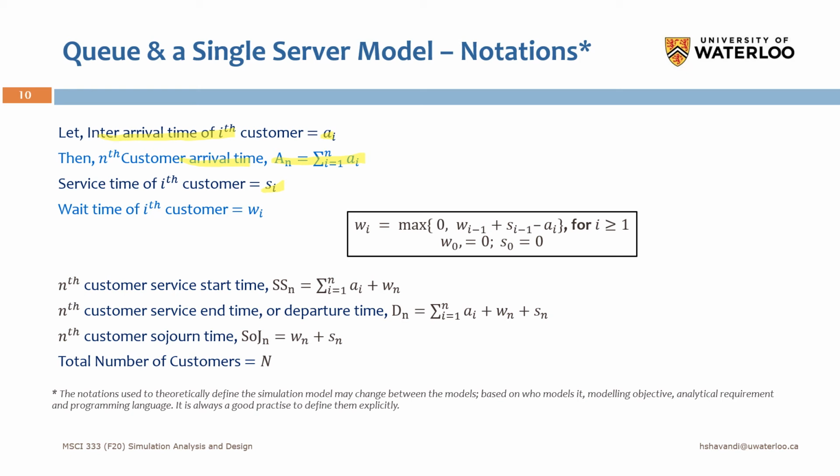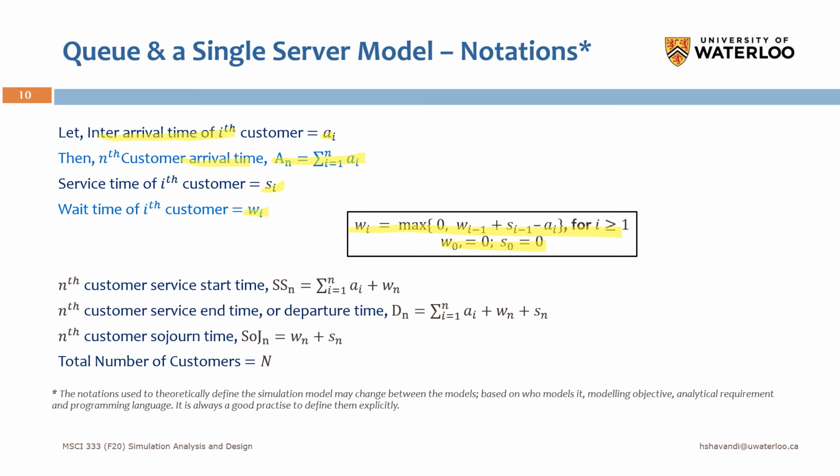so we generate a_i and s_i from the distributions that we have, right? I mean by random numbers and then random variables. So by generating random variables based on the distribution that we have for inter-arrival time and service time, we obtain a_i and s_i, okay? So the wait time for the ith customer, W_i, will be calculated based on this equation. I will show you how we obtain this equation after having the rest of the notations.